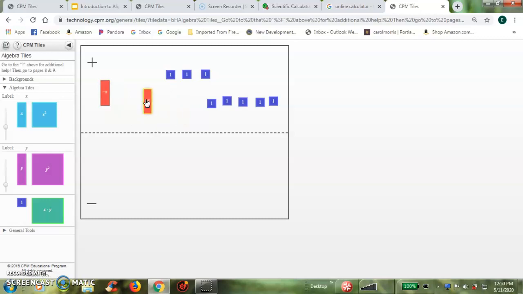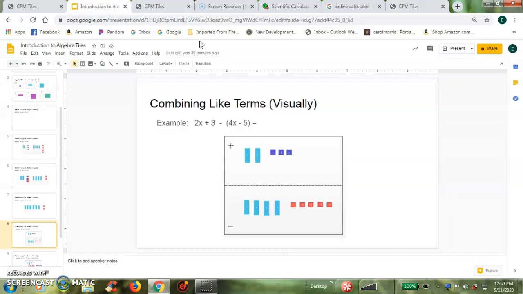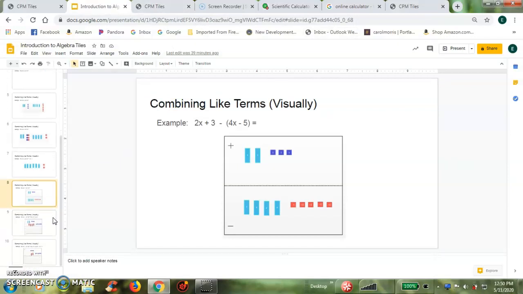We have 2 negative x values, and if we count these all up, we've got a total of 8. I like to line things up like this, just so I can see it a little better. They always attach when I don't want them to. So we've got negative 2x plus 8. Let's see what happens here. We've got the problem set up.